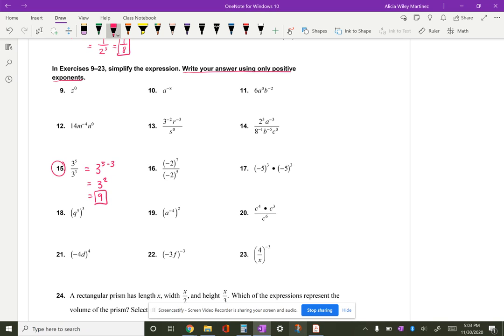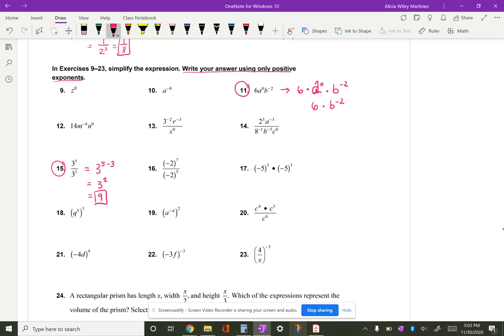Another problem to look at could be something like, let's look at number 11. I'm really not doing these in any particular order, okay? So what I have here is 6 times a to the 0 power times b to the negative 2. If you think about it this way, it helps a little bit, because a to the 0 power is going to be 1. So really what you have there is 6 times 1, which is 6 times b to the negative 2 power.